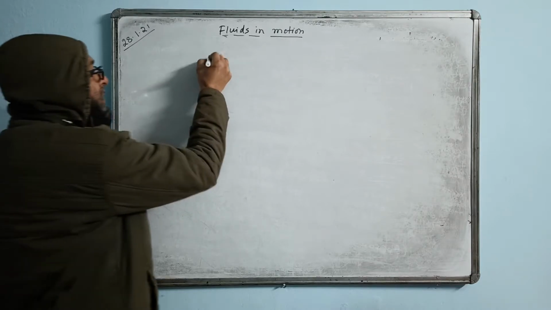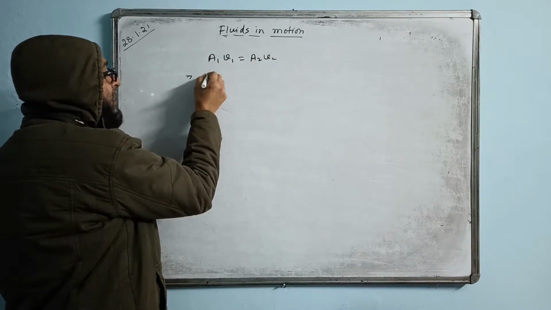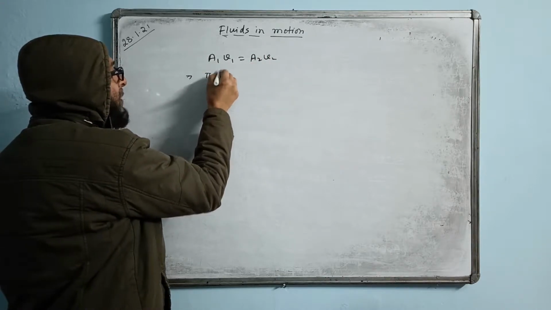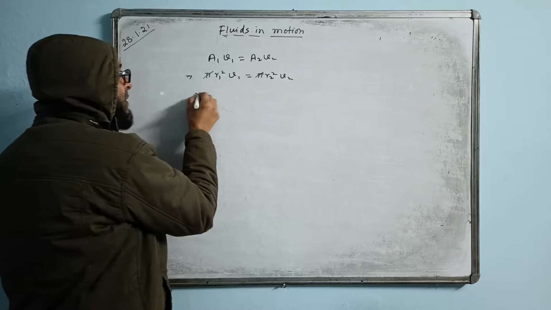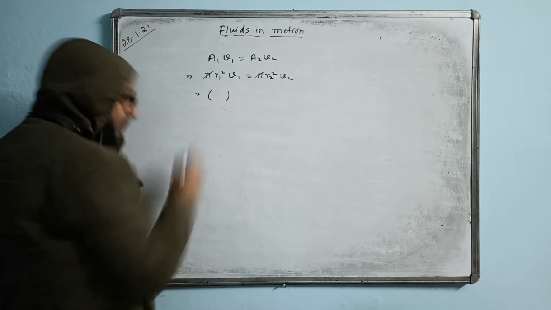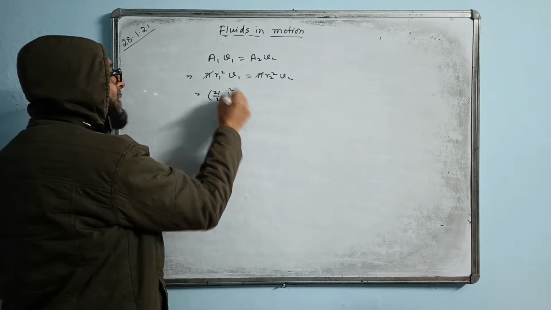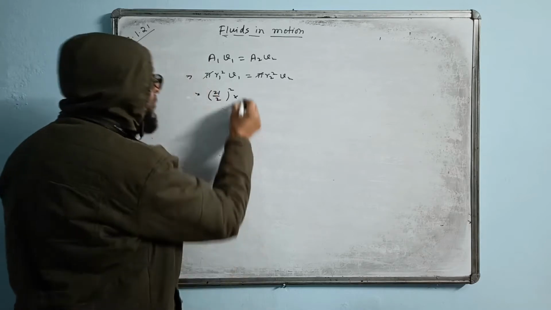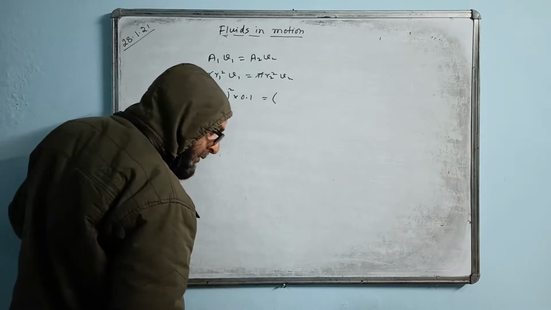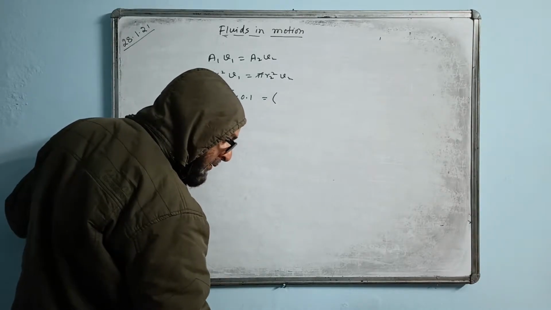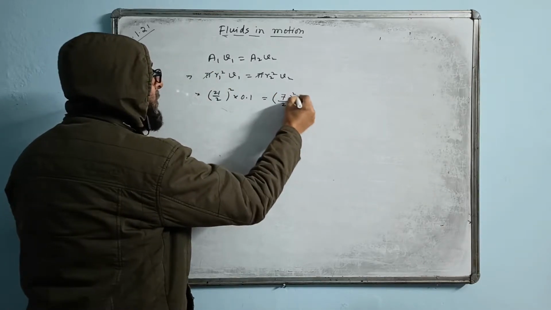So we will be using the formula like this: A1 V1 is equal to A2 V2. They have given diameters. I'll change this into radius. Then pi R1 square V1 equals pi R2 square V2. Pi will cancel. So I'll take the radius. Diameter is 21, so radius will be 21 by 2 square, and the speed at this point is given 0.1. R2: diameter is 7, so radius will be 7 by 2 square into V2.